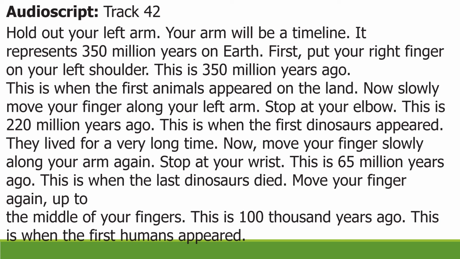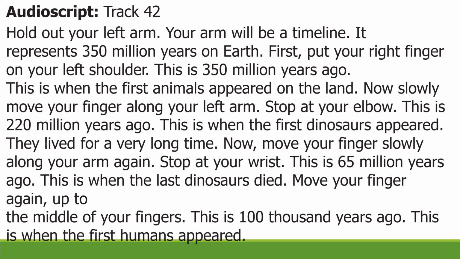The first 350 million years is on your shoulder. On your elbow is where you have 220 million years ago, and that's when the dinosaurs first appeared. 350 million years ago was when the first animals appeared on land. Then when you get to your elbow, that's 220 million years ago, when the first dinosaur appeared. When you move your finger down again to your wrist, that's 65 million years ago, and that's when the last dinosaur died. So between 220 million years, where your elbow is, to 65 million years at your wrist, that's the timeline that the dinosaurs lived.